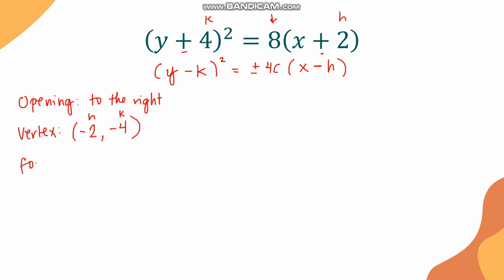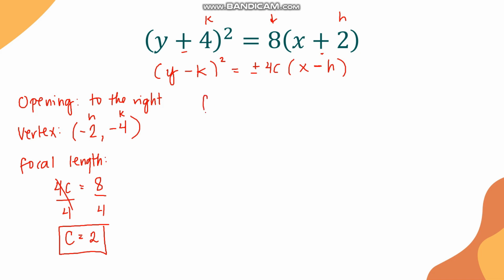Then let's solve for the focal length, which is c. So again, use 4c, and the 4c in the given equation is 8. So 4c equals 8. Divide both sides by 4. So we have c equals 2.